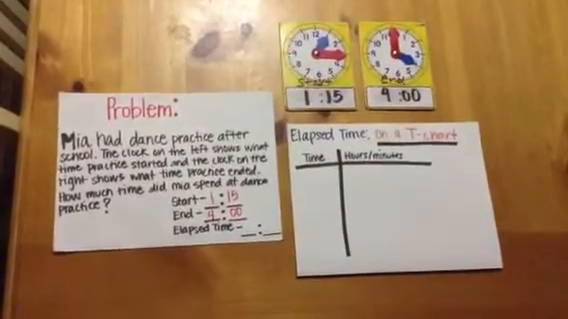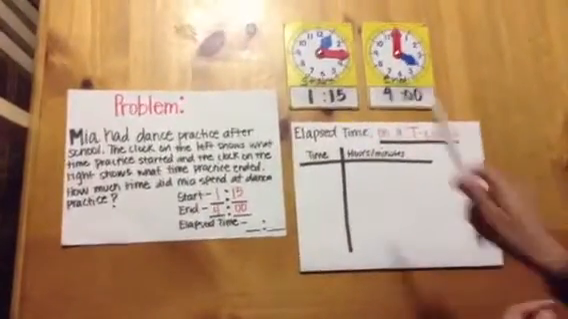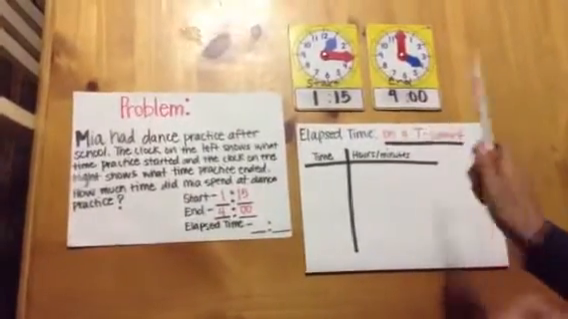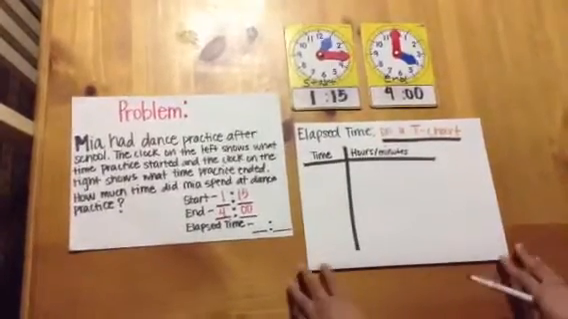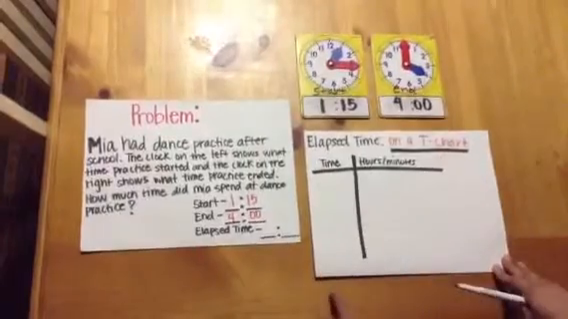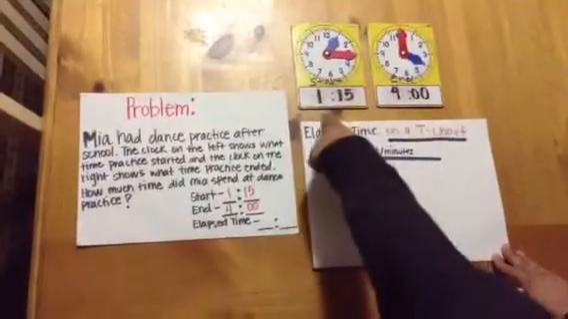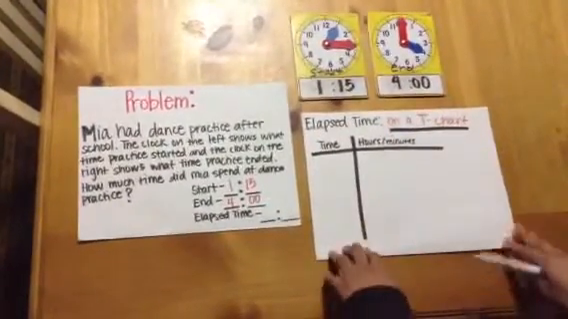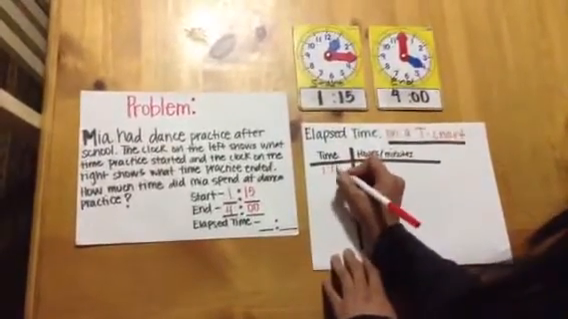Okay, let's go ahead and read our problem one last time. Mia had dance practice after school. The clock on the left shows what time practice started, and the clock on the right shows what time practice ended. How much time did Mia spend at the dance practice? So this time we're going to work our problem using a T-chart. We know that the practice started at 1:15 and ended at 4 o'clock. So let's write our start time, which is 1:15.